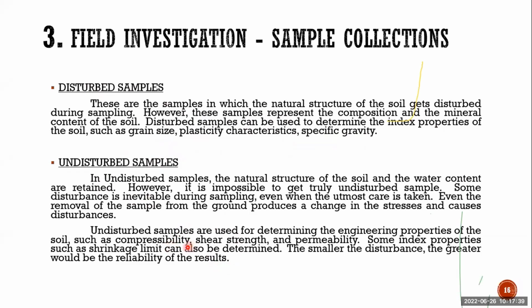How it is on the site, how the condition will be, we can know because it's an undisturbed sample. So compressibility characteristics, shear strength parameters, and permeability characteristics. These are the engineering properties we can determine from the undisturbed samples. Of course, we can also do other index properties like in disturbed samples, like shrinkage limit, and even grain size, plasticity, and specific gravity. These parameters can also be determined in the undisturbed samples.